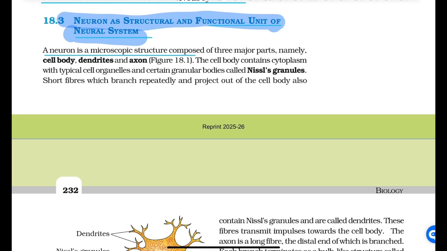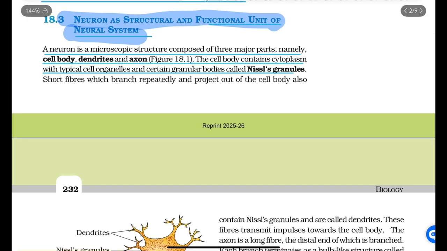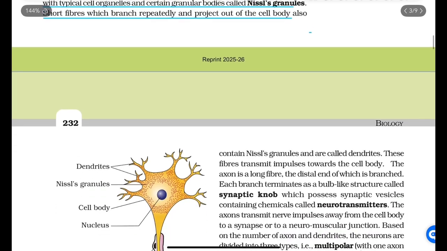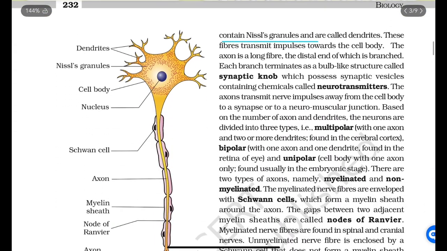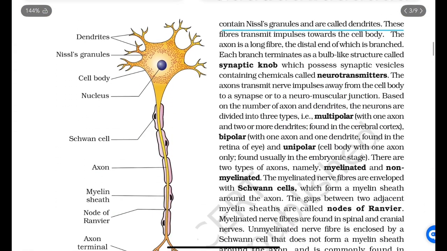A neuron is a microscopic structure composed of three major parts, namely cell body, dendrites, and axon. The cell body contains cytoplasm with the typical cell organelles and certain granular bodies called Nissl granules. Short fibers which branch repeatedly and project out of the cell body, also containing Nissl granules, are called dendrites.